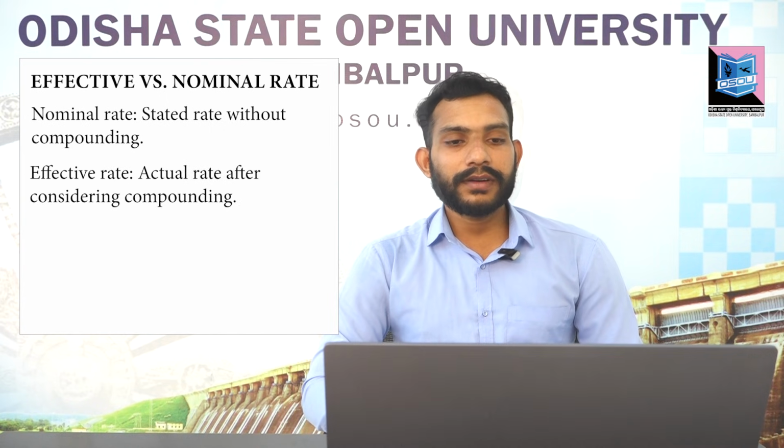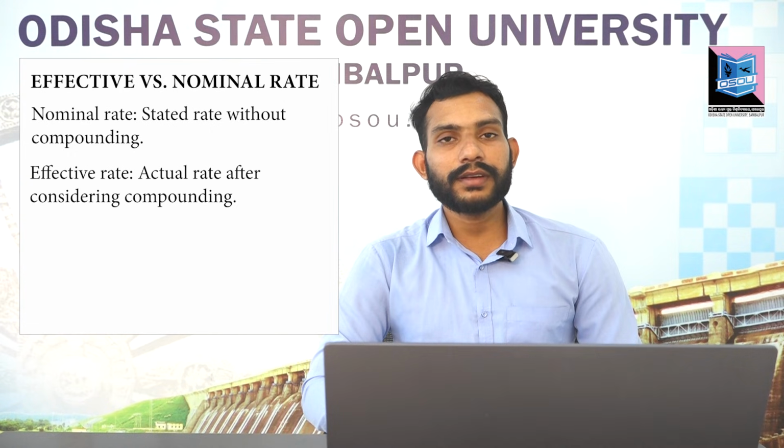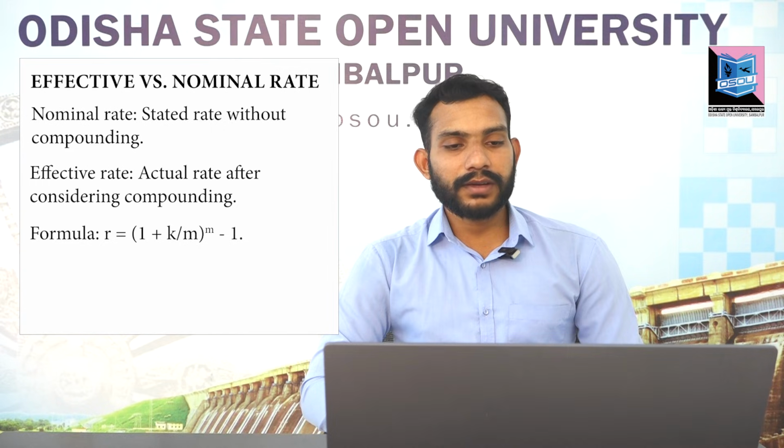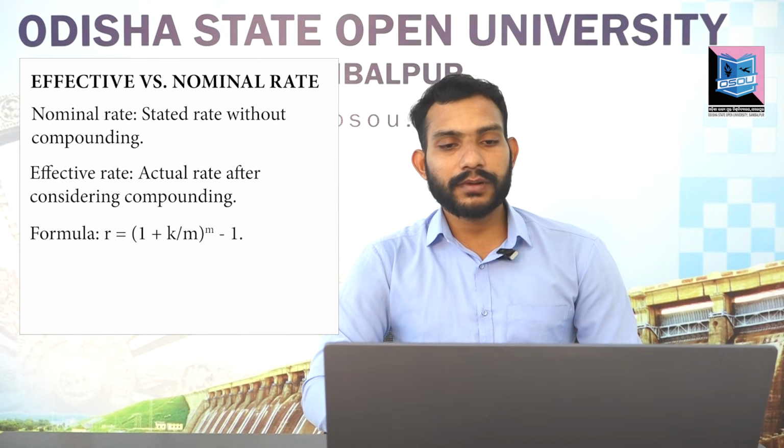The effective rate, on the other hand, reflects the actual return after accounting for how the invested money is compounded, whether it's yearly, quarterly, monthly, or even daily. The formula to calculate the effective rate is 1 plus the nominal rate divided by the number of compounding periods per year, raised to that number, minus 1. So let's see an example.